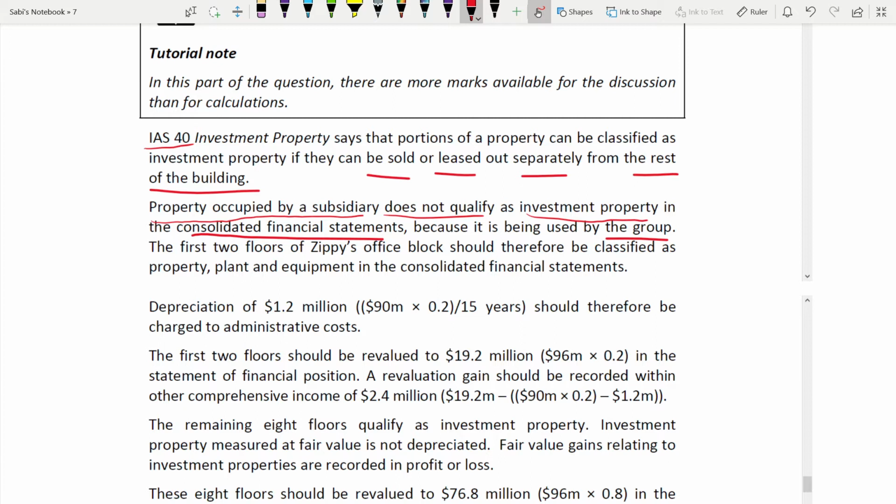Next, the first two floors of Zippy's office block should therefore be classified as what? You are linking it to the case study of Zippy. They should be classified as PPE in the consolidated financial statements. Very important. If it is not classified as investment property, then it is classified as PPE, property, plant and equipment. Where? Same, consolidated financial statements. As I told you, property used by the group: the 8 floors are used by the parent, the other is used by the subsidiary, who is in the group. So consolidated.